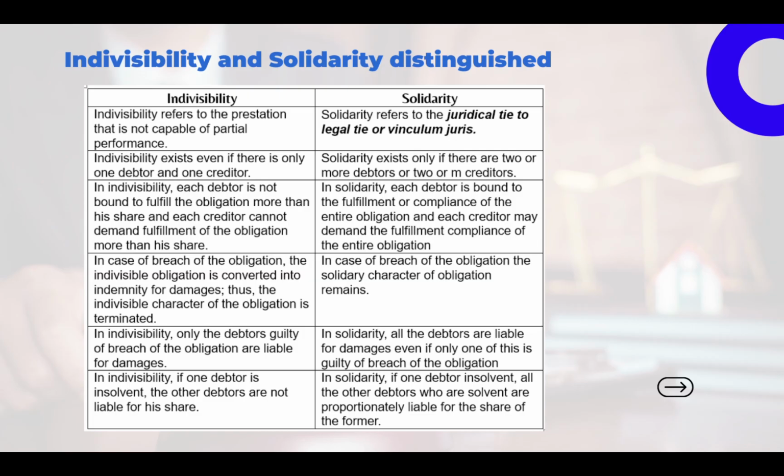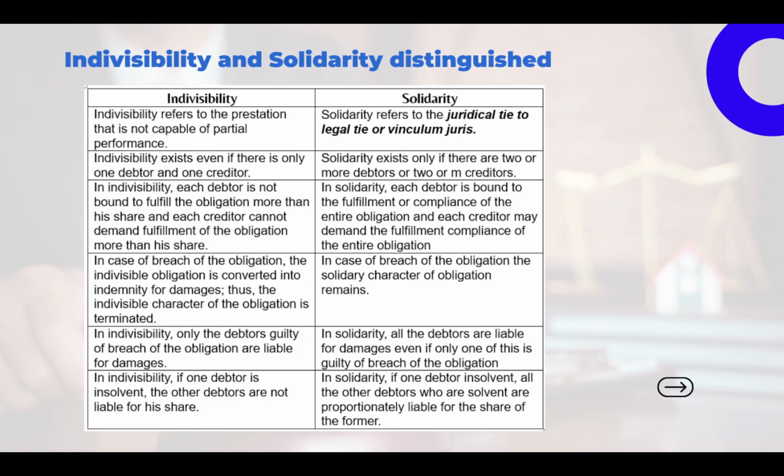Yan, class. Yan isa sa mga importanteng distinction ng indivisibility at solidarity. Pag yung isang debtor ay insolvent, yung other debtors, they are not liable to share. But in case of solidarity, if one of the debtors is insolvent, all the debtors who are solvent are proportionately liable for the share of the former. Maghahati-hati sila para dun sa liability ng isa.